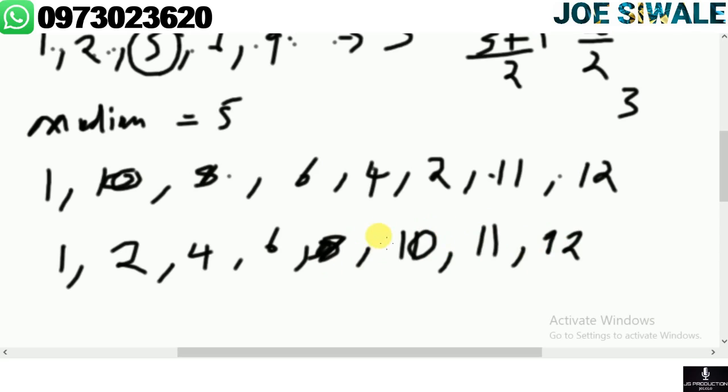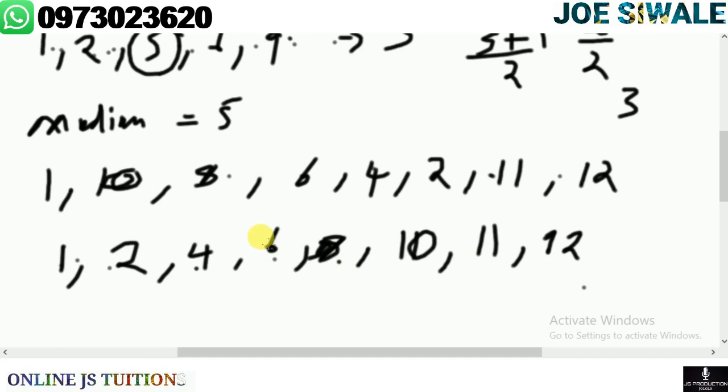So 1, 2, 3, 4, 5, 6, 7, 8. And as you can see, this is not an odd number, so we cannot use that formula. So here we just need to count. So we need to start counting from here. 1, 2, 3, 4, and here 1, 2, 3, 4.